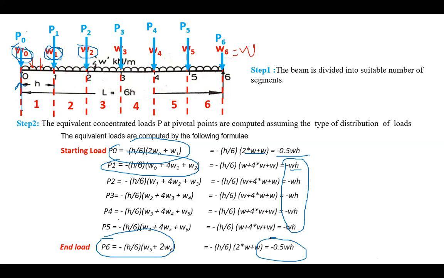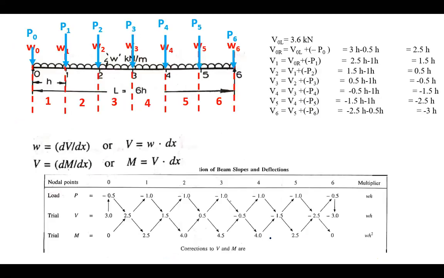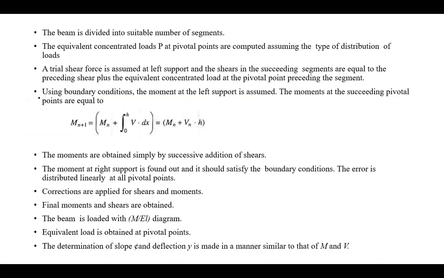So this is how we will be calculating the value of equivalent loads. Next, we need to calculate the shear force. For finding out the shear force, what the Newmark method says is we'll have to assume a shear force at the starting point, the left support.